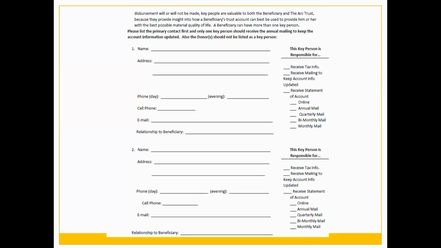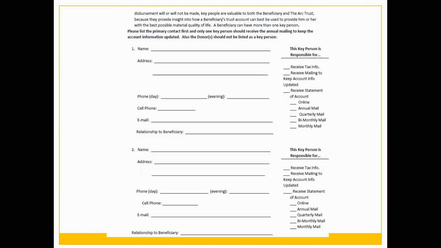Section 8 is where the donors can include individuals who should be listed as key people. Key people are individuals that would be authorized to contact the ArcMaster Trust to receive information about the trust, to make requests for disbursements made from the trust account, and to receive statements about the account balance. There are 4 spots for key people on the forms. You do not need to fill out all 4, and you can include a separate page if you'd like to include more key people. If the beneficiary should also have access to contact us or to make requests, they should also be listed as a key person.